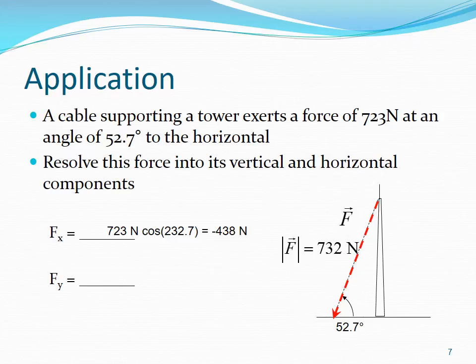With that information, we can now find the x component of our vector F. It is 723 newtons times the cosine of 232.7 degrees, or minus 438 newtons. The y component of our vector F is 723 newtons times the sine of 232.7 degrees, or minus 575 newtons.